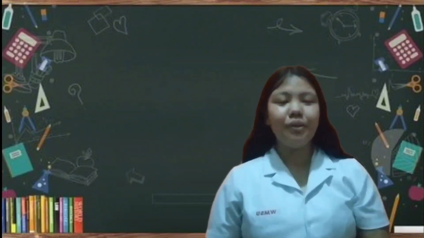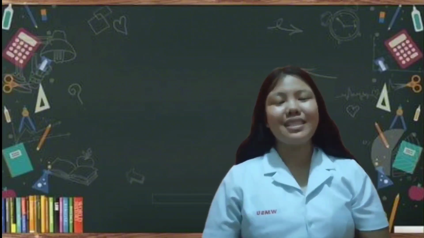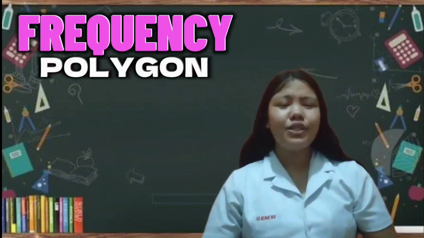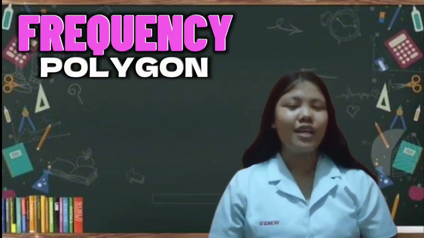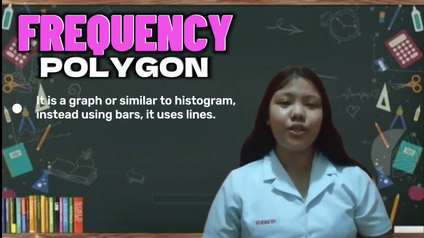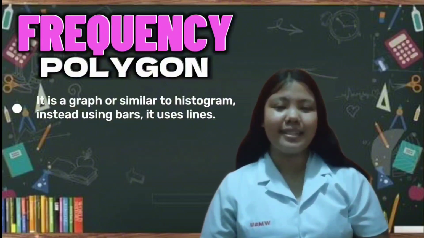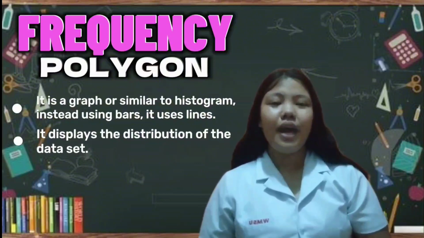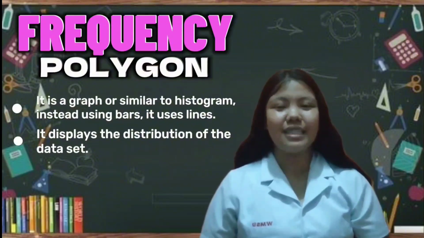Hi everyone! So you already know what a histogram graph is, right? So today we will discuss the other type of graph, which is the frequency polygon. Do you have any idea what a frequency polygon is? A frequency polygon is a graph similar to the histogram, but instead of using bars, it uses lines. It displays the distribution of the data set. In making a frequency polygon, we will use the frequency and the class midpoints.